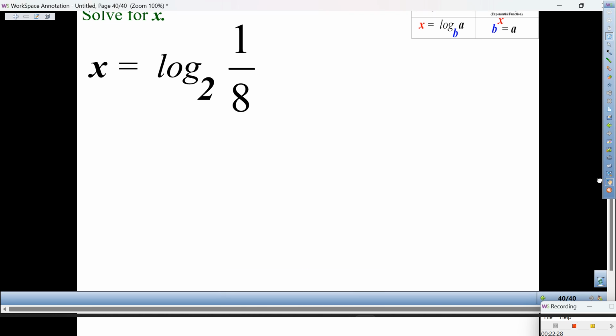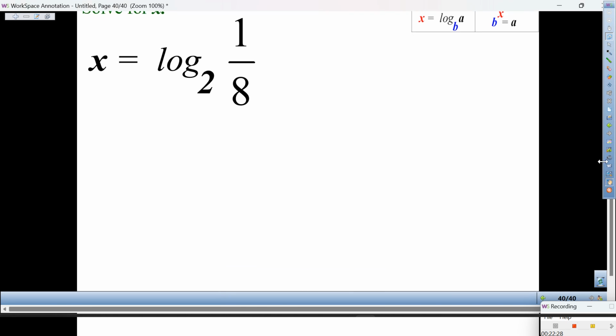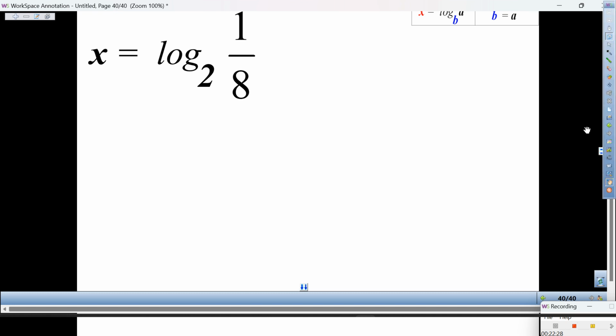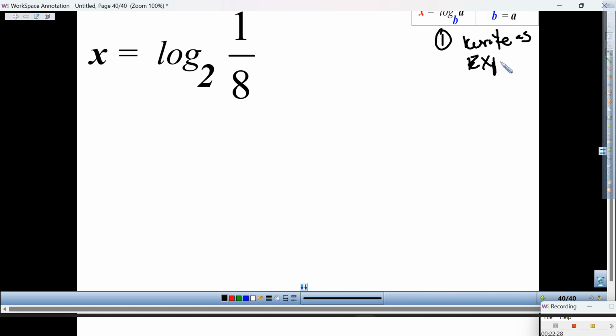All right. Writing utensils down. Look up to the screen. I'm going to go over the entire process. You'll copy at the end, so you don't have to be copying throughout. Here it goes. 3 easy steps. Step 1. Write as exponential. So that means I need to go 2 to the x equals 1/8.